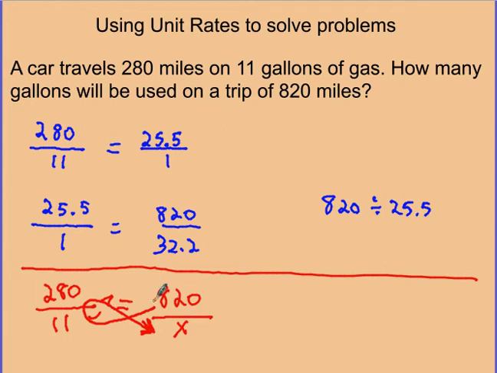See where the variable is right here, and start right next to it. So we're starting with 280. Go diagonal, times 11, back up to the top, divided by 280, equals. And that's all you have to do in your calculator. 820 times 11 divided by 280 equals. So do that for me. 820 times 11 divided by 280. 32.2 gallons.